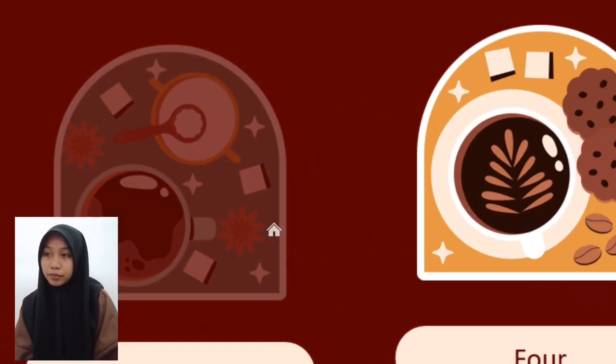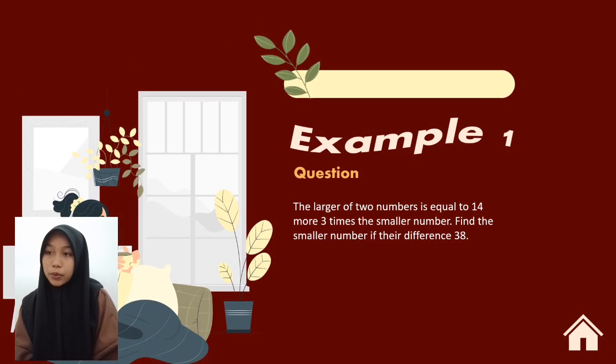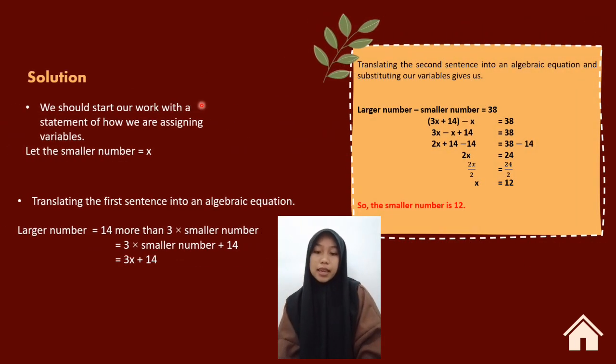Next, we have an example. This is example 1. The question is: the larger of two numbers is equal to 14 more than 3 times the smaller number. Find the smaller number if their difference is 38.